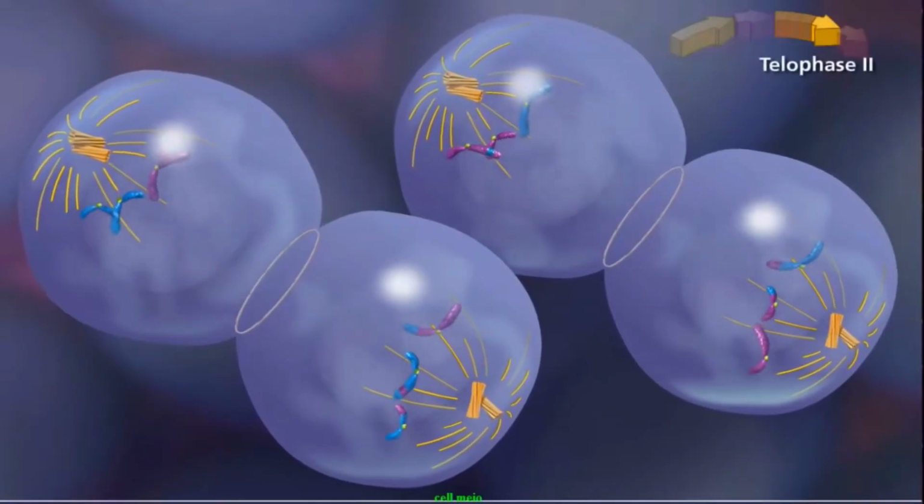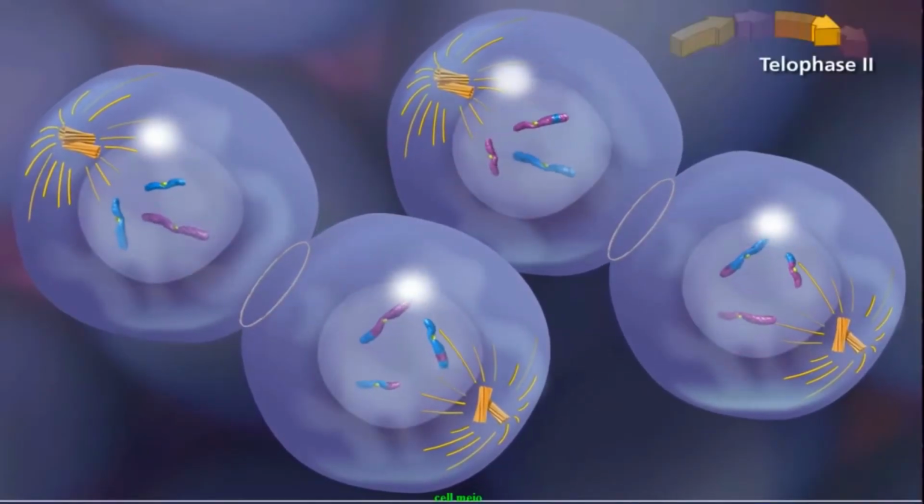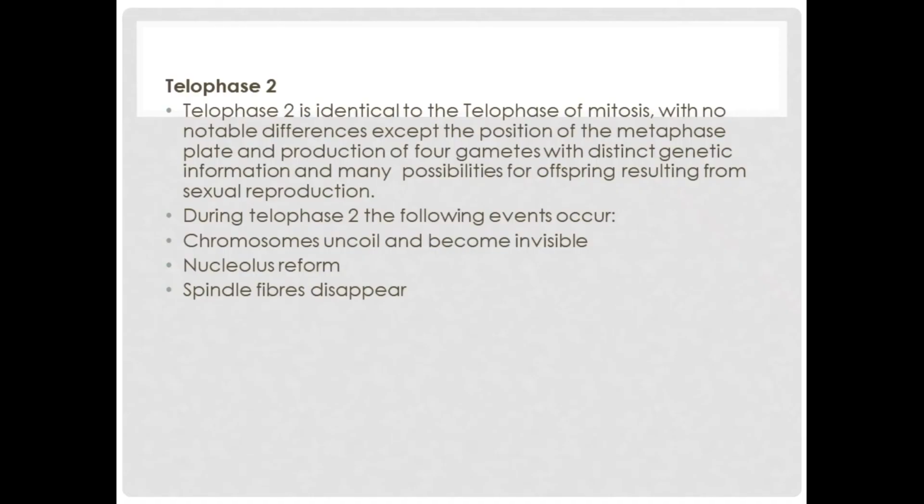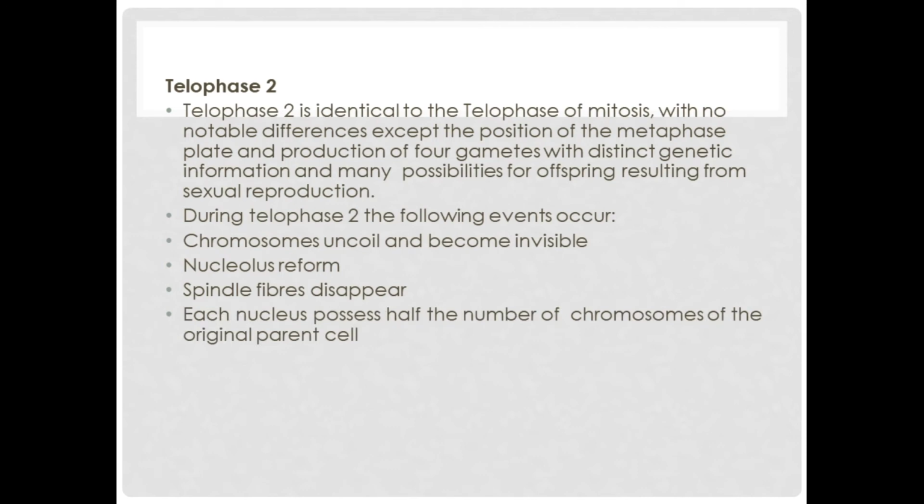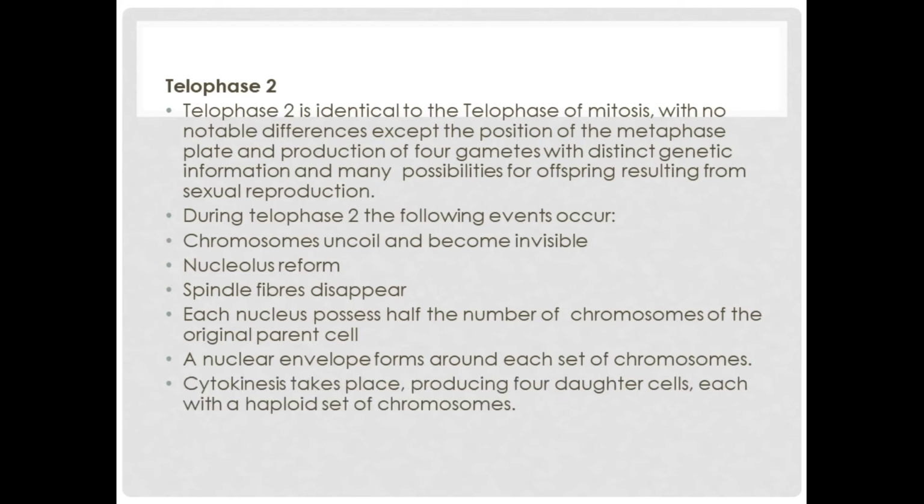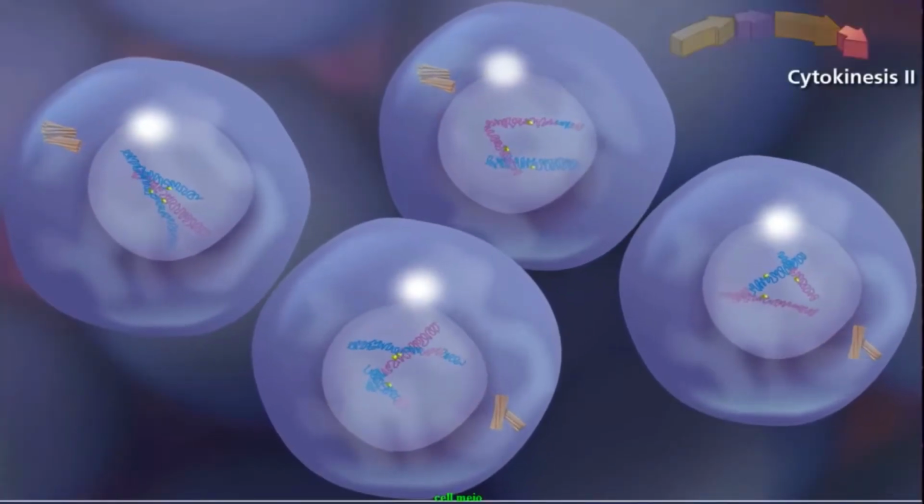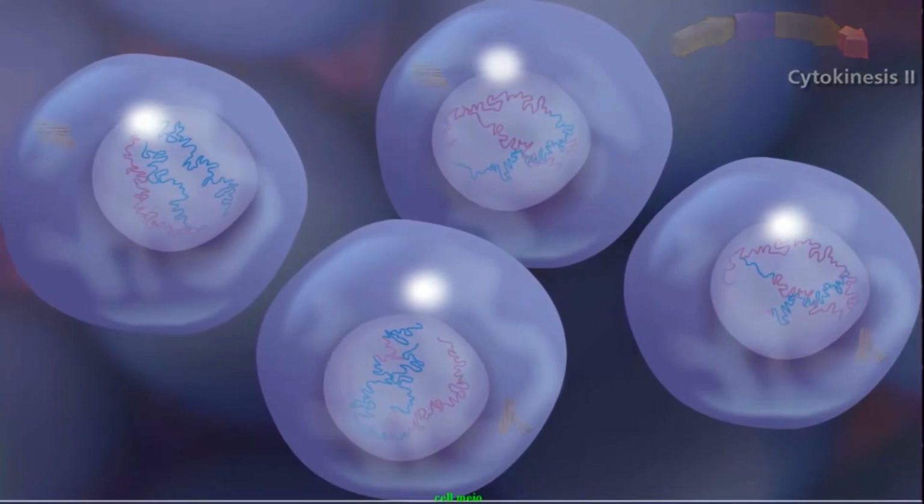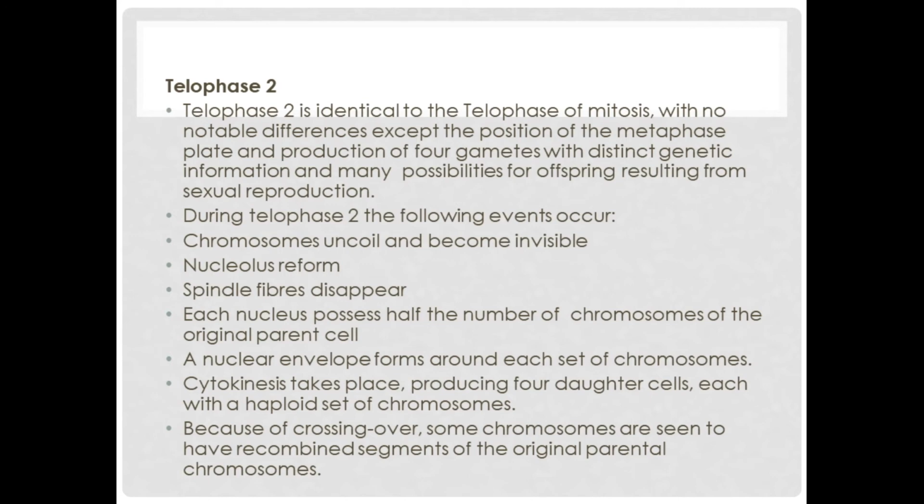Chromosomes uncoil and become invisible. Nucleolus reform. Spindle fibers disappear. Each nucleus possesses half the number of chromosomes of the original parent cell. A nuclear envelope forms around each set of chromosomes. Cytokinesis takes place, producing 4 daughter cells, each with a haploid set of chromosomes. Because of crossing over, some chromosomes are seen to have recombined segments of the original parental chromosomes.